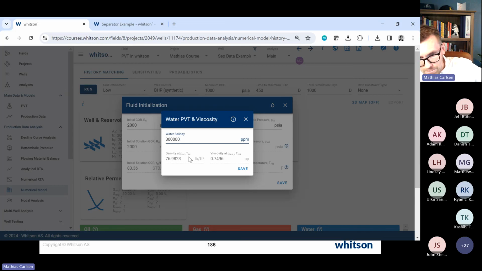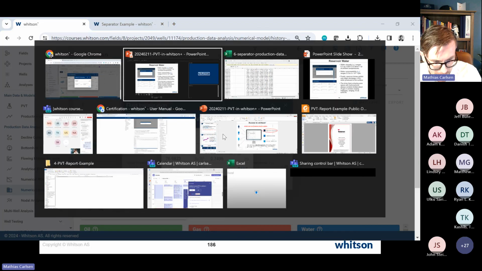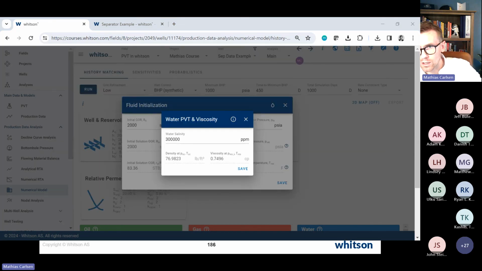A good example: in Whitson Plus, you can model bottom hole pressure calculations for water during an injection process. And now also in the numerical model, you can model these SWD wells. And of course, density will be really important because it will change your bottom hole pressures a lot in general. So with that, the clock is 12.